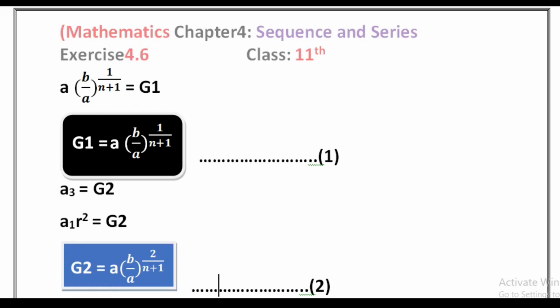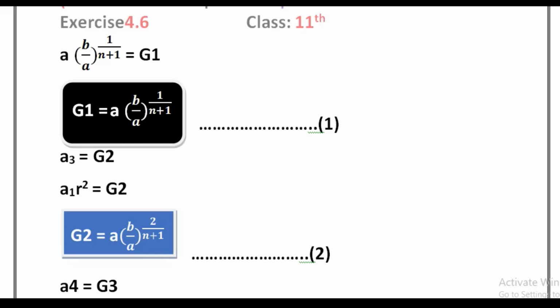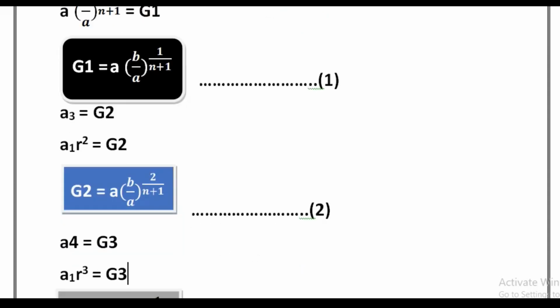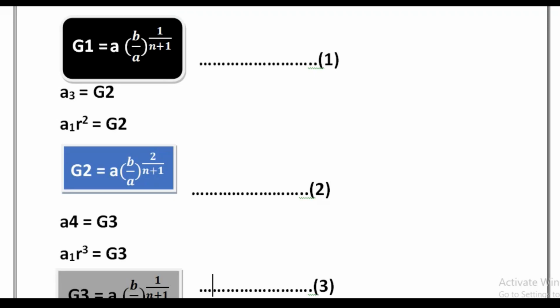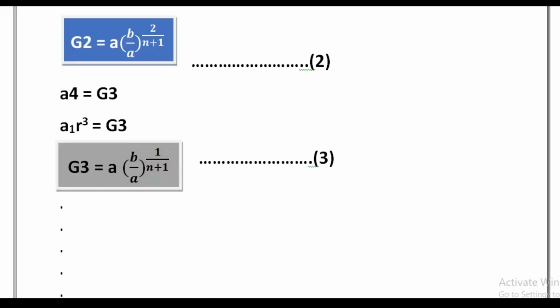Next, the fourth term A4 is equal to G3. A4 can also be written in geometric progression, that is A1 R cube equal to G3. So the value of G3 is A into B divided by A whole power 1 divided by n plus 1, to the power 3. So 1 is replaced by 3, so 3 divided by n plus 1, and so on for the nth term.